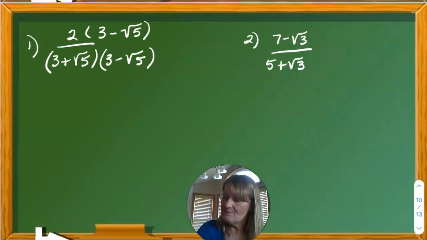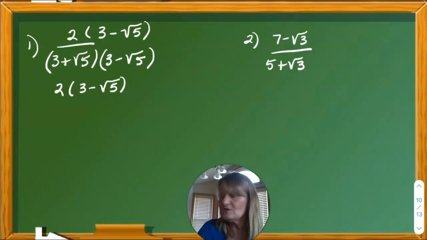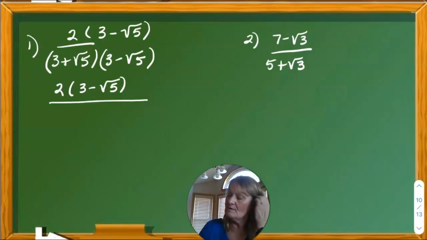Now, next step, again, I'm going to go ahead and just leave the numerator alone right now. And I might tell you sometimes it is best to just wait, and sometimes it's best to multiply out. So it really just varies on the numerator part of it.